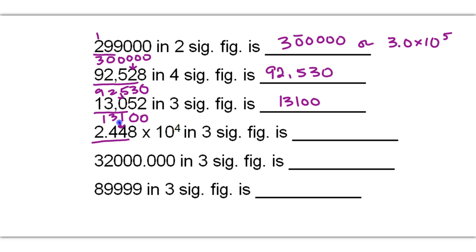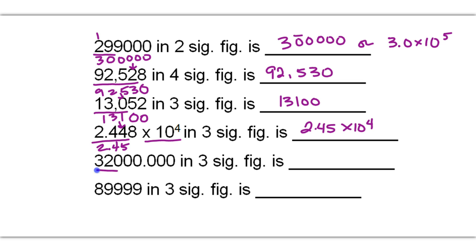I need 3 sig figs here. So does the 4 stay or round up? Because it's followed by an 8, it's going to round up. And the 8 is going to just drop off. So we'll have 2.45 times 10 to the 4. Remember, you have to keep the rest of your scientific notation for your answer to be correct.